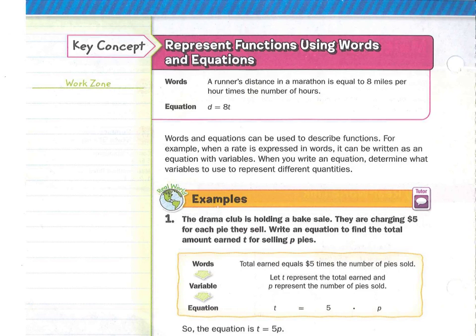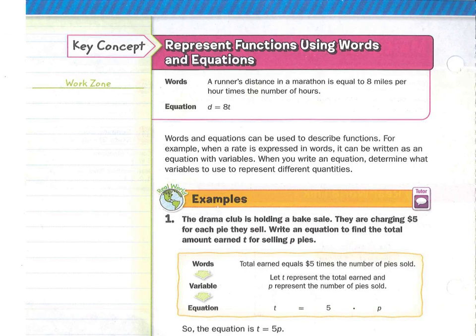Okay, the last part that we're going to be doing is representing functions using words and equations. A runner's distance in a marathon is equal to 8 miles per hour times the number of hours. So it's distance equals 8 times the number of hours. Okay, I'm back. Words and equations can be used to describe functions. For example, when a rate is expressed in words, it can be written as an equation with variables. When you write an equation, determine what variables to use to represent different quantities.